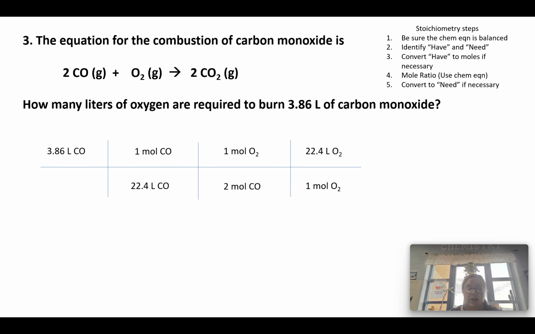Now again, to calculate this, I would multiply everything across the top: 3.86 times 1, which you can include if you want to, but you don't have to, times 22.4. And I'm going to hit equals, and then I divide by, again using parentheses, 22.4 times 2 times 1, end parenthesis. Again, for order of operations, and you should get 1.93 liters of oxygen.